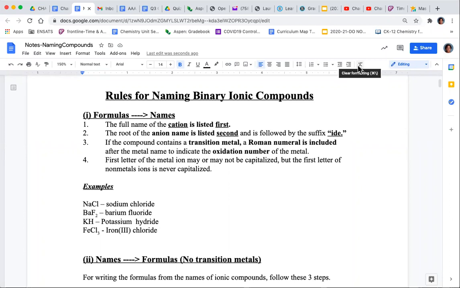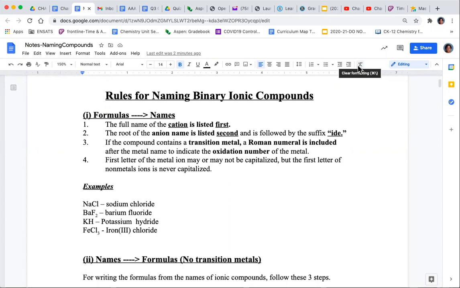Hello students, today we are going to learn how to write the names and how to write the formulas for binary ionic compounds. Okay, so first we will start. If I give you the formulas, how do you write the names? For example, if I give you NaCl, if I ask you what is the name of NaCl, what would you say? Yes, sodium chloride.